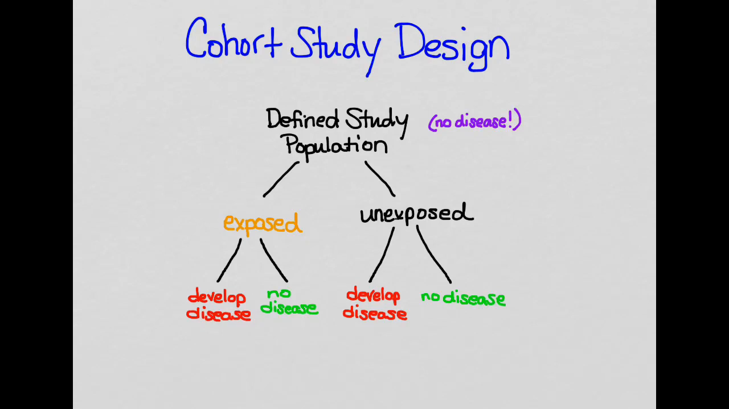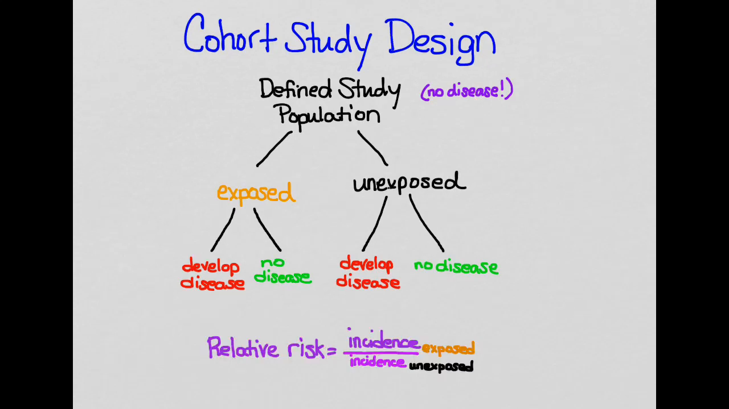So the outcome in the cohort design is relative risk. So we can calculate relative risk because we have incidence in exposed and unexposed. So we calculate the incidence in exposed, which is those who develop the disease over the total number of people who were exposed, and then we also do the incidence in unexposed, which is developing the disease over the total number of unexposed. And so then, of course, relative risk is just the incidence in the exposed group over the incidence in the unexposed group.